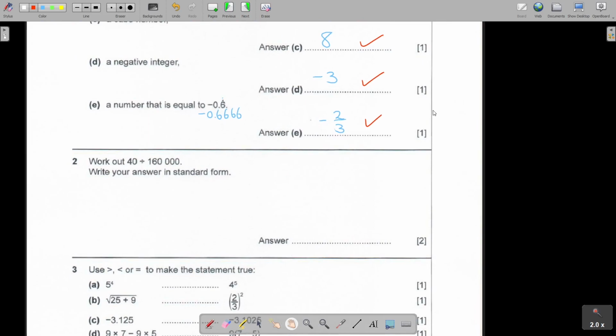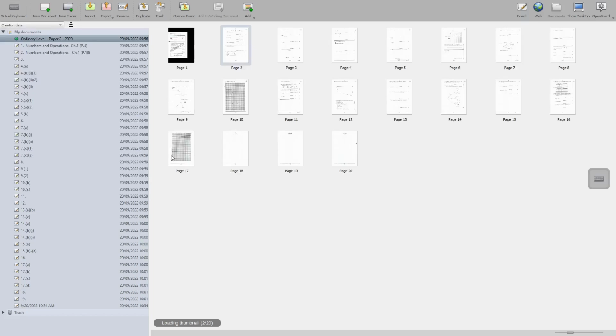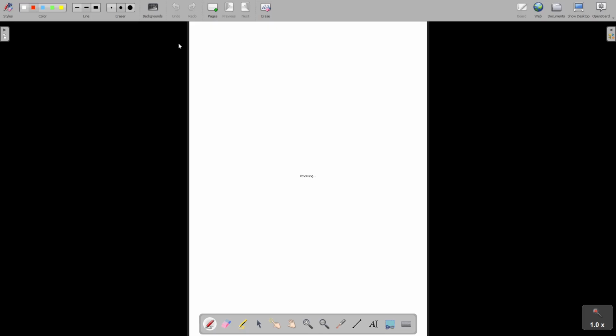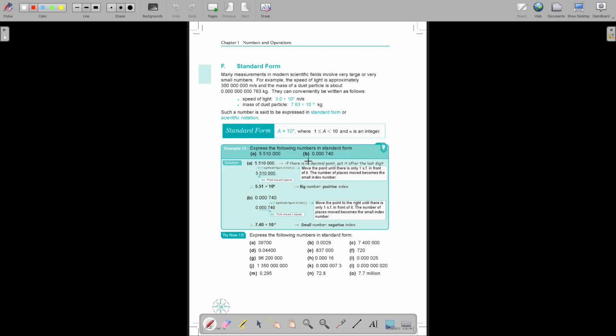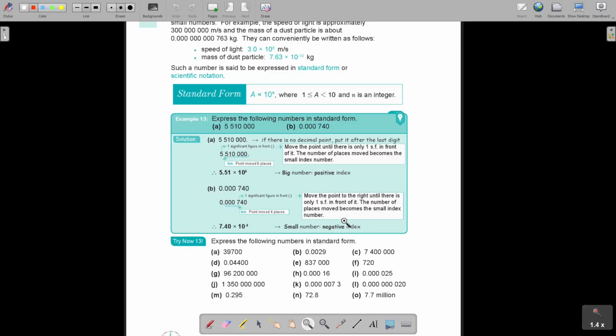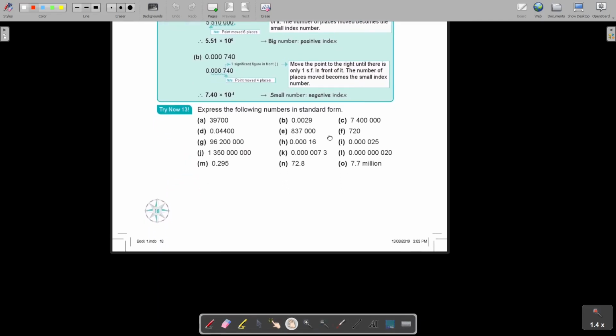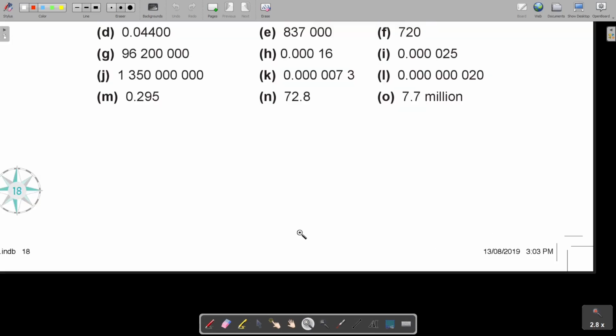Okay, now in question number 2, it's standard form. Work out this, write your answer in standard form. Again, I want you quickly to take you back to the textbook just to refresh your memory. And here is standard form. Let me tell you where it is. It's in Part 1, Grade 10, 11, AS-Level Mathematics textbook, and it's on page 18 that you will find standard form.